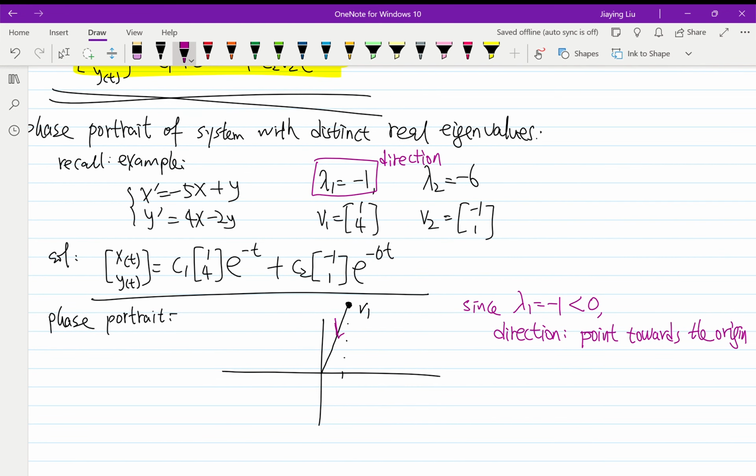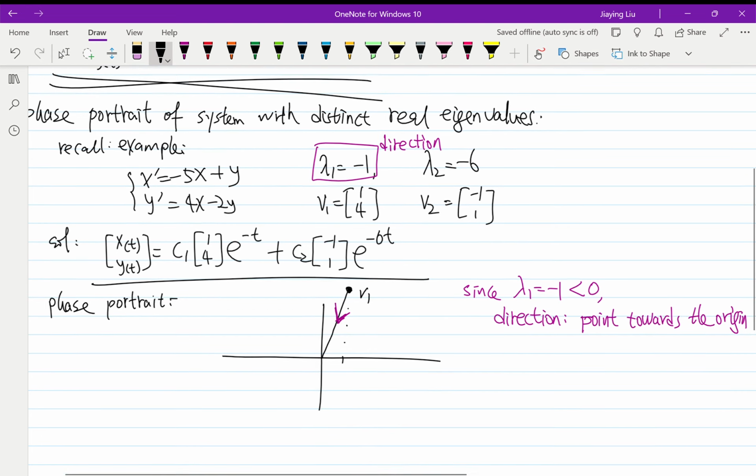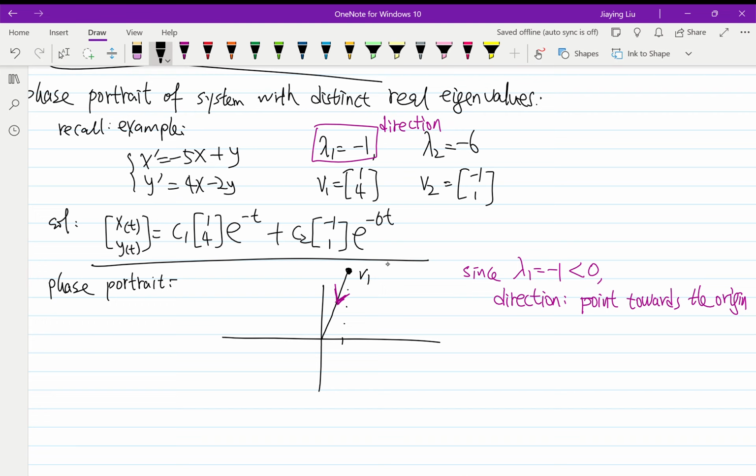Because lambda is negative 1. Sorry, not negative 1. Negative 1 is less than 0. So because it's less than 0, it's going to point in towards the origin. And then we're just going to take this vector V1 and reflect it over the origin by rotating that 180 degrees. So this is the reflection of V1. And then we're going to reflect the arrow as well, so that's going to point towards the origin in the third quadrant. So that's the first vector.